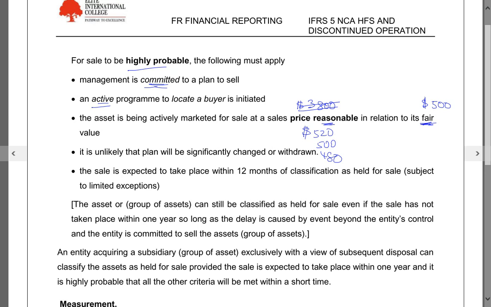Okay, and it is unlikely the plan will be significantly changed or withdrawn. Very unlikely that I would actually withdraw, because I'm already very committed, and I expect, not must, but I expect to sell it within 12 months. If I really cannot find a buyer within 12 months, then maybe it takes more than 12 months. No worry, unless we have a reason, as long as the cause of the delay is beyond the entity's control. Some other thing means we just can't sell within 1 year. It's okay, continue to classify as current.